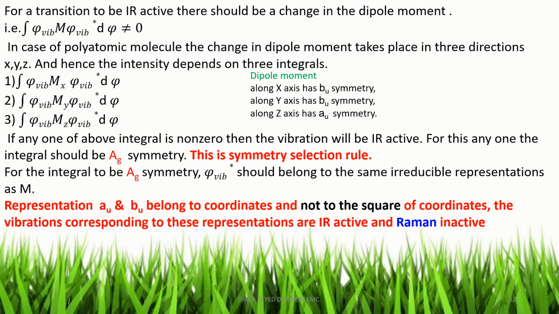These are determined from the third column of the C2h character table. The representations Au and Bu belong to coordinates and not to the squares of coordinates. Therefore, the vibrations corresponding to Au and Bu are IR active and Raman inactive, because these two representations do not correspond to squares of coordinates or products of coordinates. Therefore, these vibrations are Raman inactive.